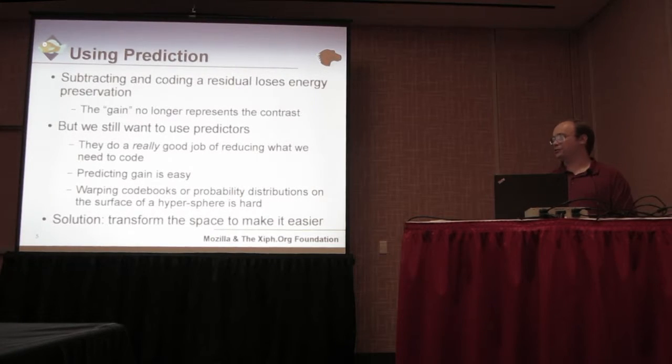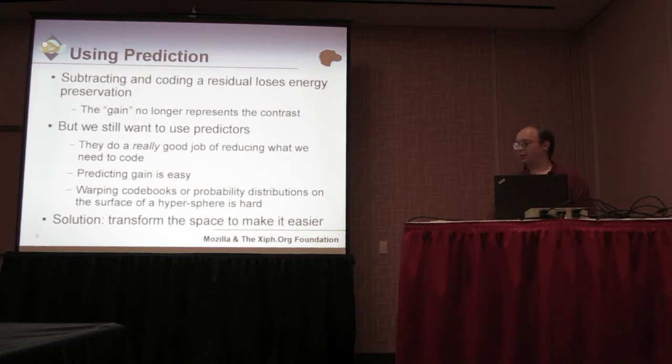So now we want to do this using prediction, right? Because we're doing video coding, and most of our gain in video compression comes from having temporal predictions from the frame before us. So we can do what normal codecs do, where you subtract the prediction from the thing you want to code and code a residual. But if we do that using the PVQ as just described, then our gain no longer does the thing we want, right? It's not representing the contrast, it's representing some amount of how much changed here, which is something else entirely. But we still really want to use predictors, because you can't do video coding without having good prediction.